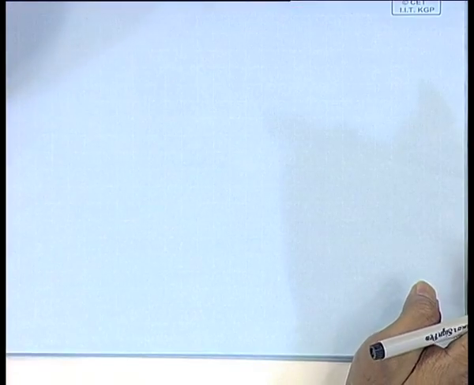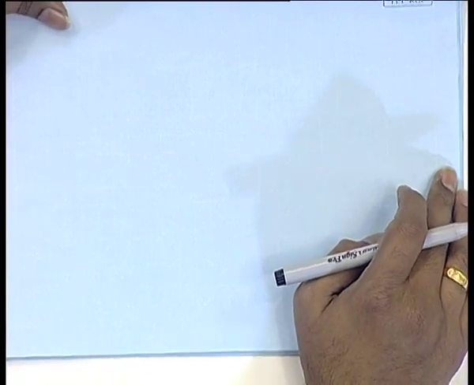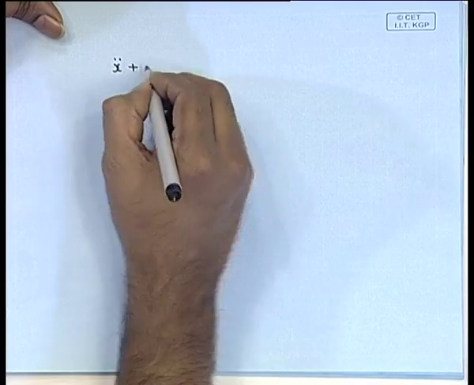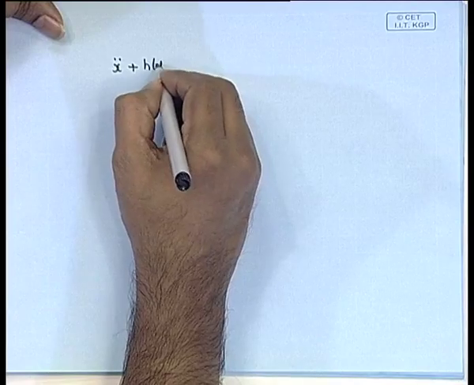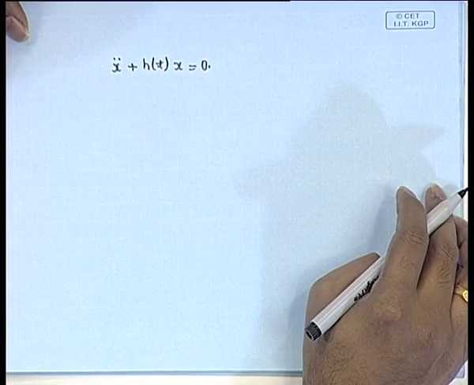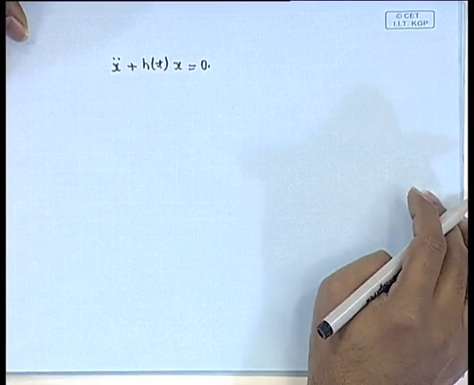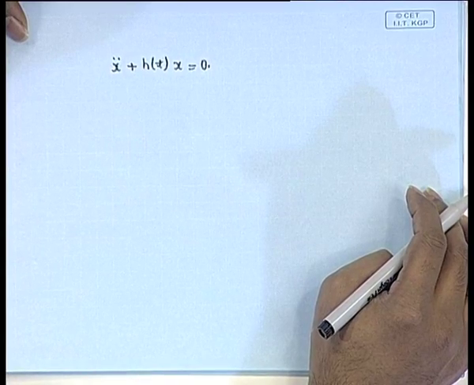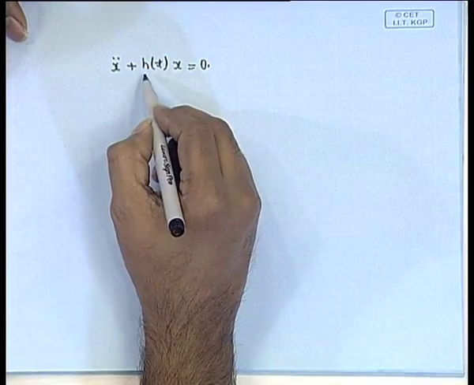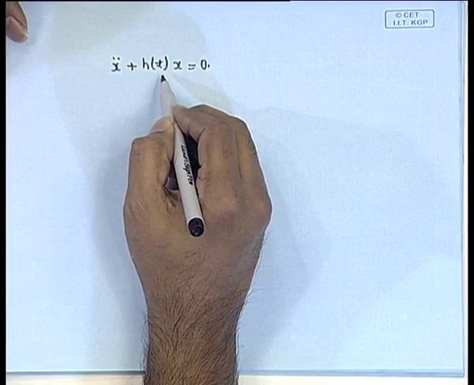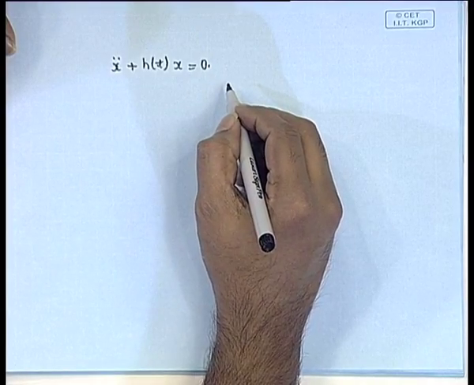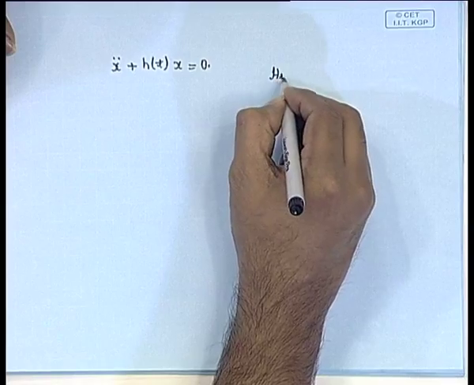Now, let us write, first of all, suppose that you have an equation like this: x double dot plus h x equals 0. Here x is, say, the horizontal position of some particle, and it varies like this. It is a kind of simple harmonic motion, but note that this h is a function of time. So, it is not purely simple harmonic. Now, this is a differential equation, and this kind of equation is known as a Hill's equation.